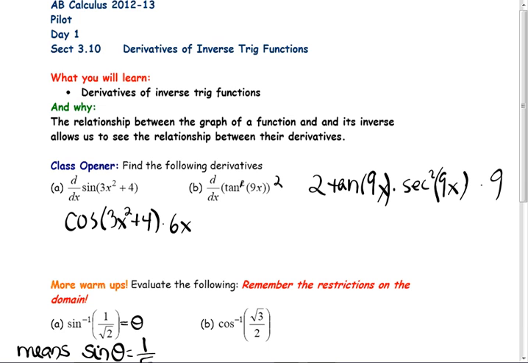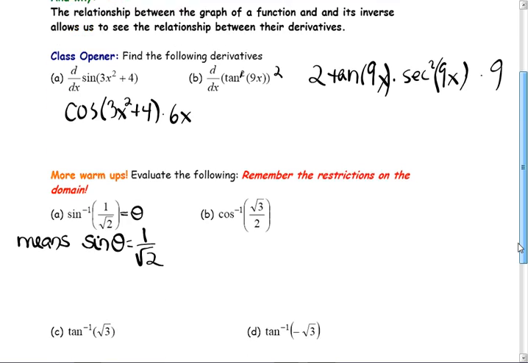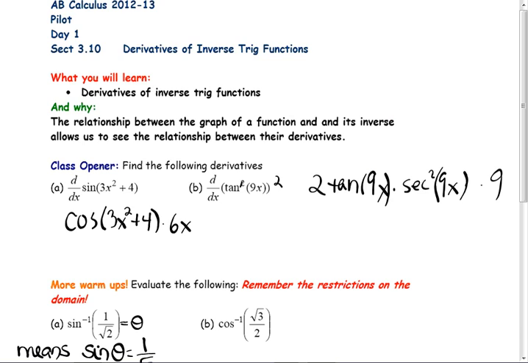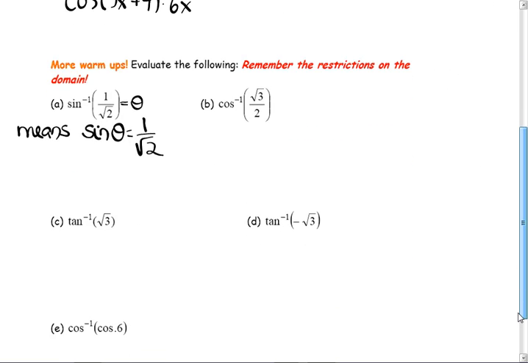My question was, the sine of what angle is 1 over the square root of 2? Do you remember what sine is? SOHCAHTOA: opposite over hypotenuse. It's 45 degrees or pi over 4. You may use degrees, but if it's multiple choice, it'll be in radians. That means the sine of what angle is 1 over the square root of 2.